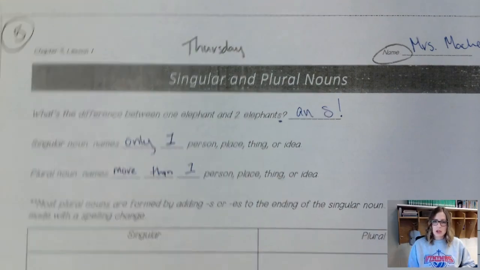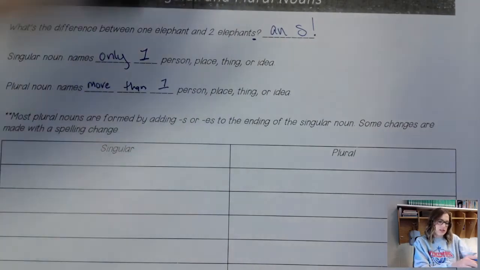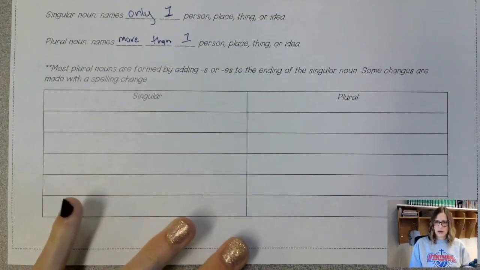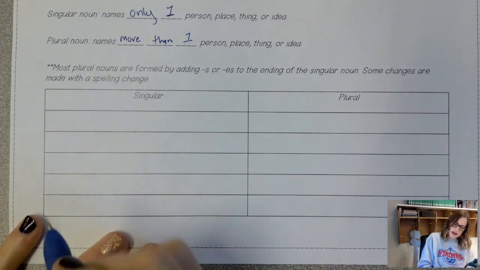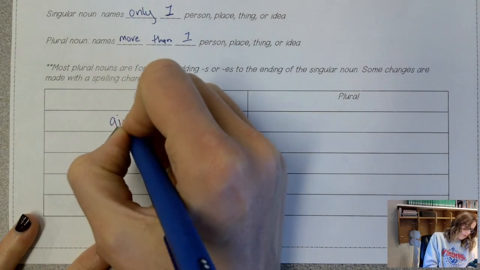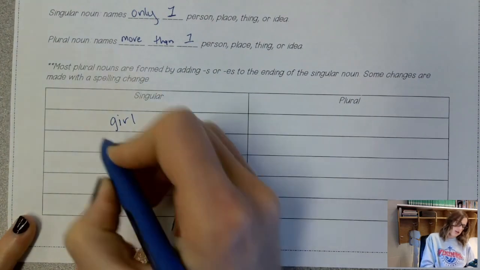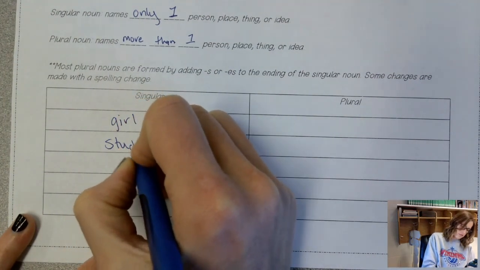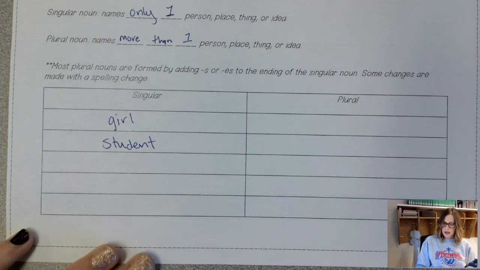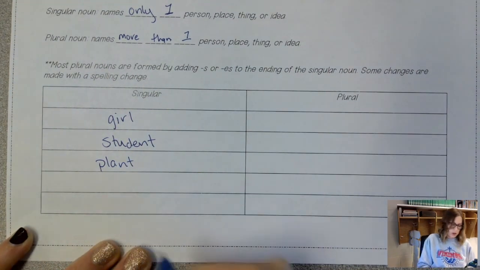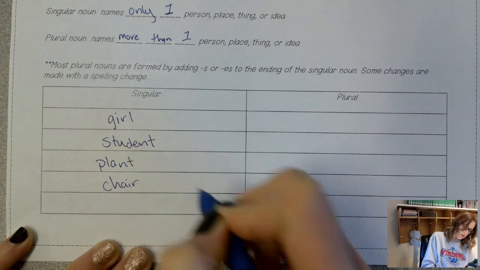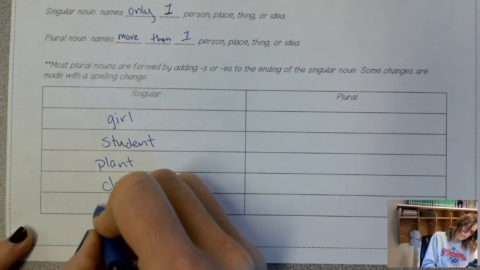Okay? Let's look at our chart down here and let's create some of those nouns. I thought of a couple. If you wanted to come up with your own examples, you're more than welcome to. But some of the nouns that I just thought of, one that I thought of was girl. Another noun that I thought of was student. Also thought of plant, chair, and then tooth.